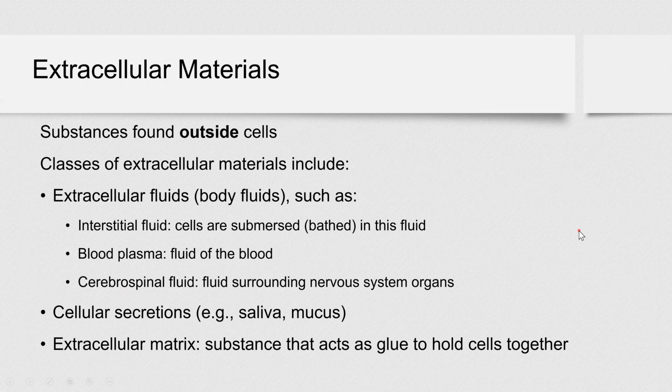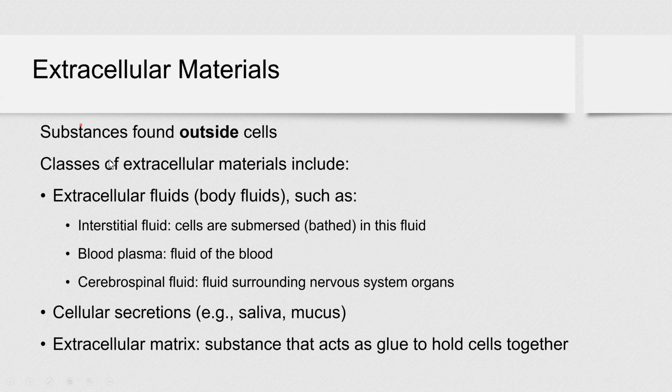Now, cells are surrounded by extracellular material. So extracellular matrix are substances found outside the cells, and it will include extracellular fluids. We also call them body fluids, such as interstitial fluid, or tissue fluid, another name. So cells are submerged or bathed in this fluid. Extracellular fluid also includes plasma, that's the fluid of blood, and cerebrospinal fluid that surrounds your nervous system.